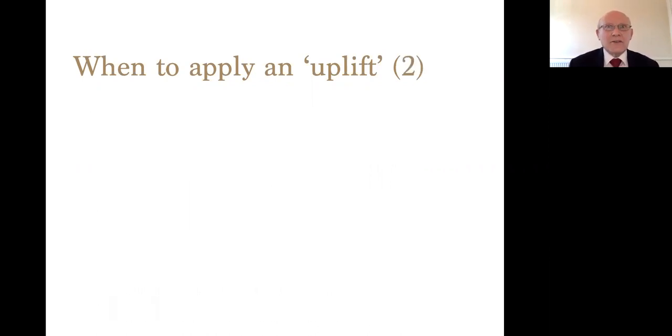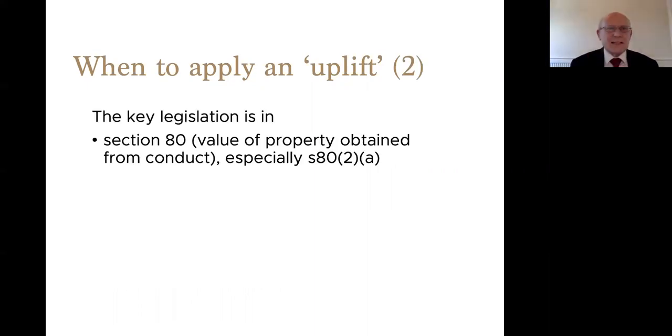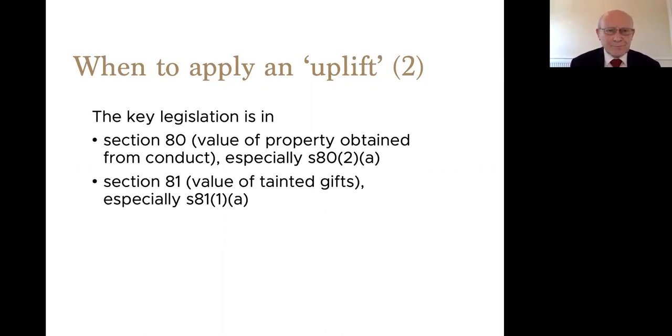And let's just quickly run through the statutory basis for those. Section 80 deals with the value of property obtained from conduct. Obviously we're talking about the Proceeds of Crime Act 2002 throughout here. And in particular, section 80, subsection 2A deals with changes in the value of money. Section 81 deals with the value of tainted gifts. And here we're looking particularly at subsection 81(1)(a).